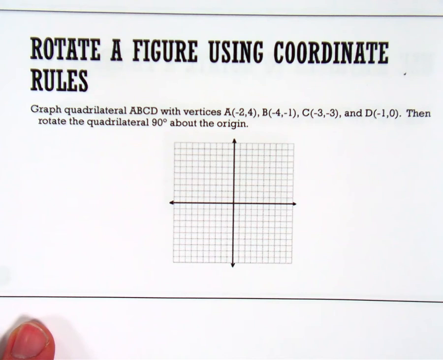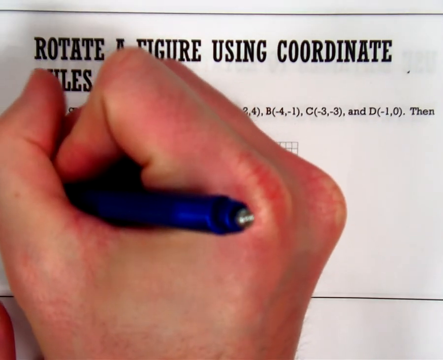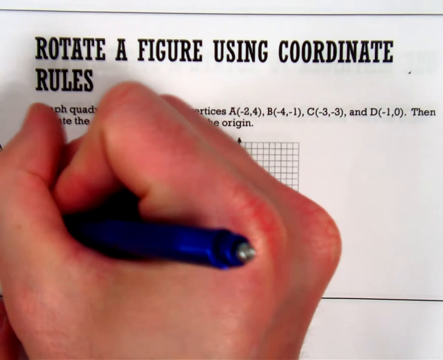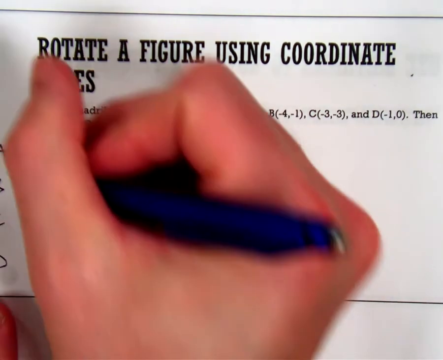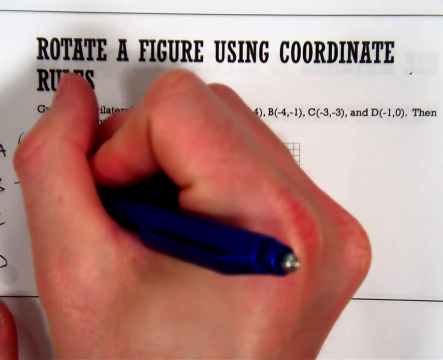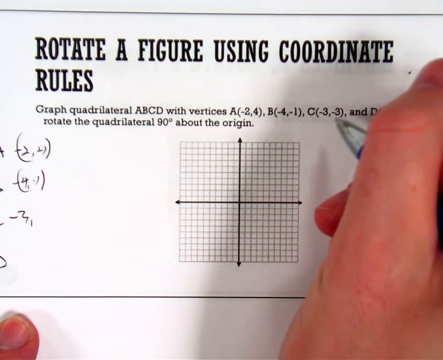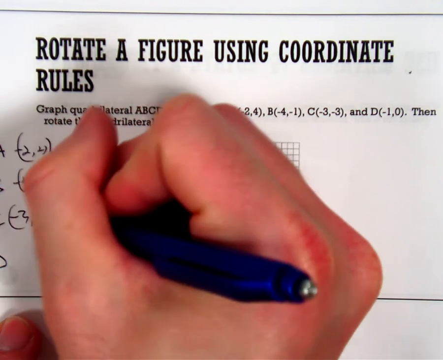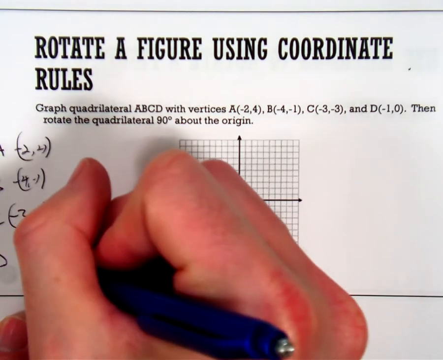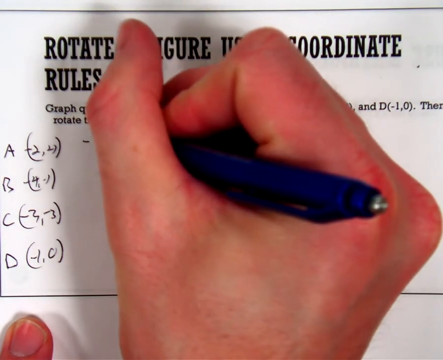This is a type of problem that you can be doing a lot of today. And I like to write them down on the side first. A is -2, 4. B, we have -4, -1. C is -3, -3. And D is -1, 0. Okay, our 90-degree rule is (-b, a).